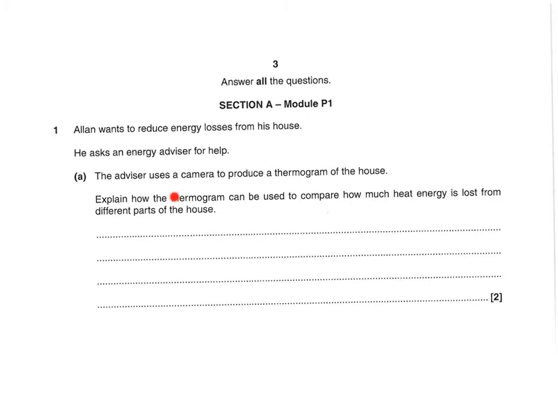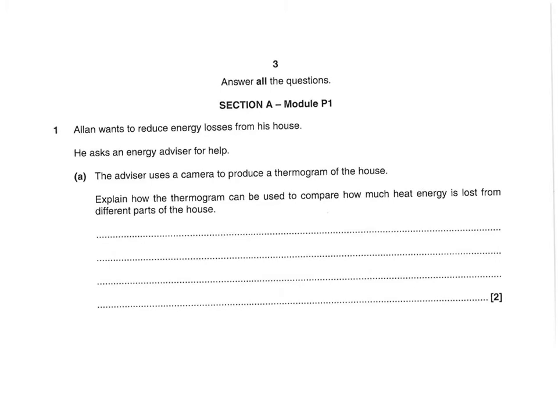Explain how the thermogram can be used to compare how much heat energy is lost from different parts of the house. So there's 2 marks here. So you'd say that most heat is lost from hot, uninsulated or poorly insulated areas, which is indicated by white, yellow or red colours, and the least heat is lost from well insulated areas, which is black, dark blue or purple. So this is the idea of what the different colours would mean in terms of insulation.